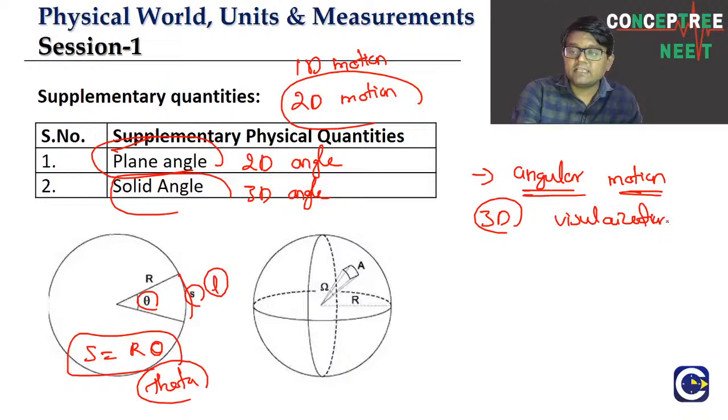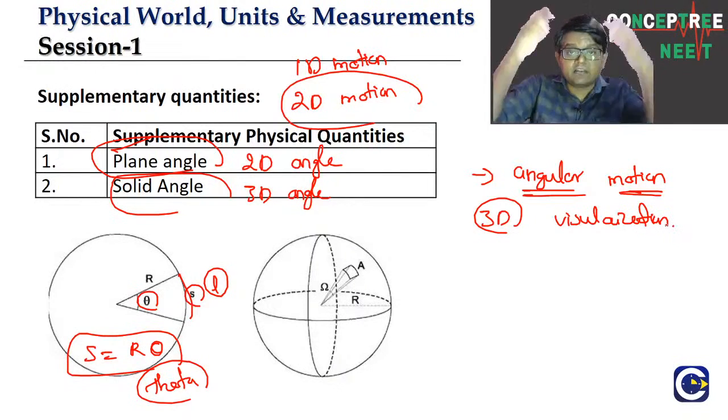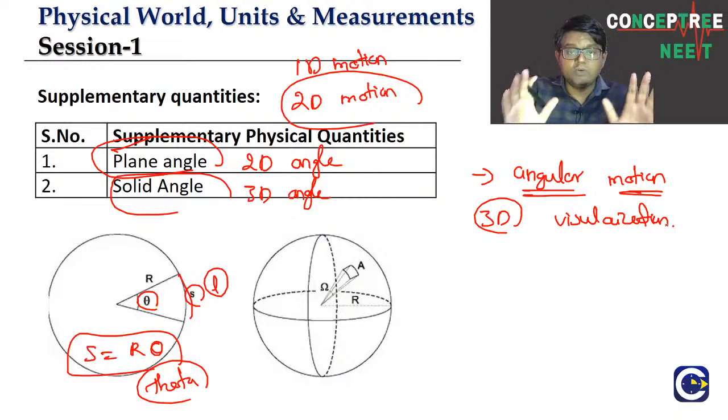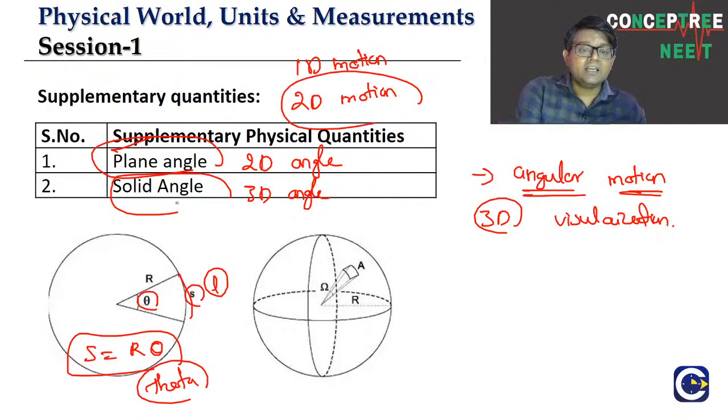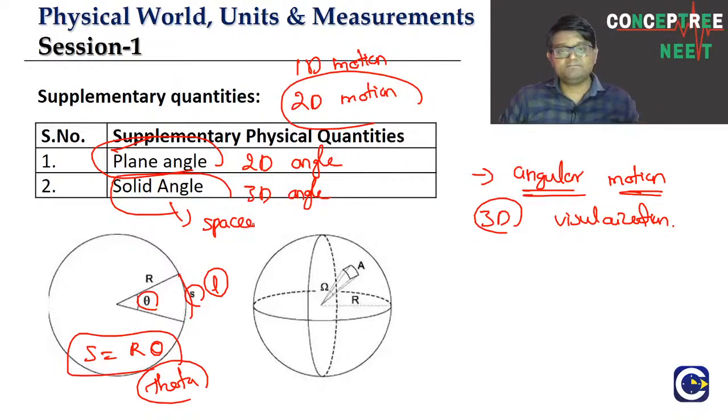So what we have is just 3D visualization. We don't have the real 3-dimension problems. We have only 3D visualization maximum. So if we look at a solid angle, this is the angle that is created in a 3D space. What is a solid angle? It is the angle created in a 3D space.